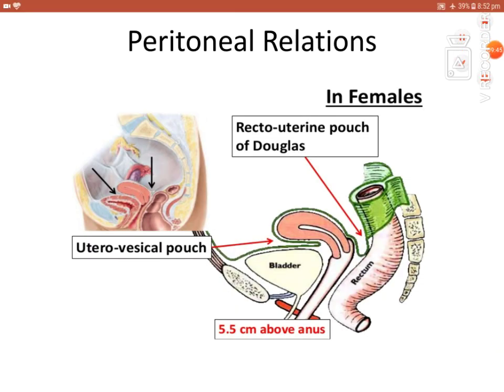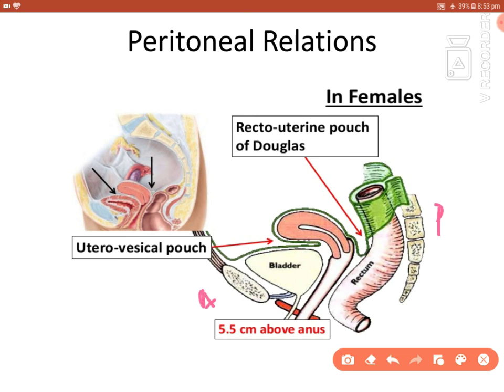Then coming to the relations, the peritoneal relations first. Peritoneum is the serous membrane which lines the abdominal and pelvic cavities. It forms the parietal layer and visceral layer, and forms peritoneal folds. It relates to the uterus posteriorly and anteriorly. This is the anterior aspect, and this is the posterior aspect with the sacrum and coccyx. Here you can see the rectum. This is the urinary bladder. And this is the uterus.